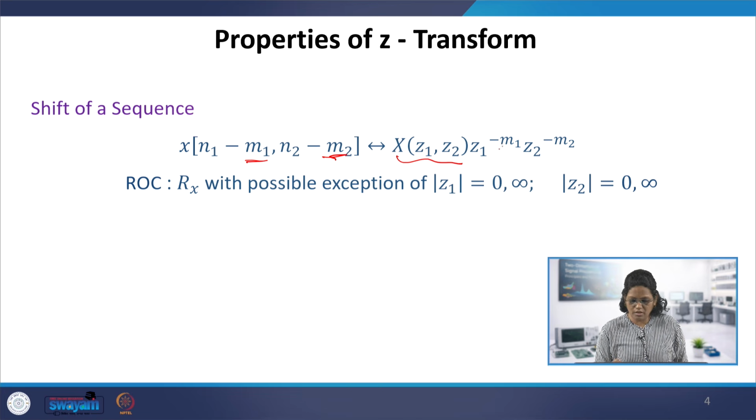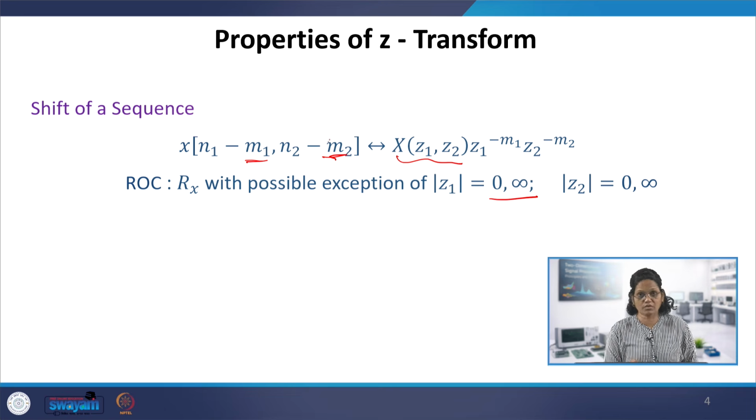The multiplication by z1 and z2 should not prevent the ROC from converging. It is helping the ROC to converge. So z1 or z2 being 0 or infinity should not make this transform infinite. It should be absolutely summable. So Rx, with possible exceptions of z1 at 0 and infinity, can be used.